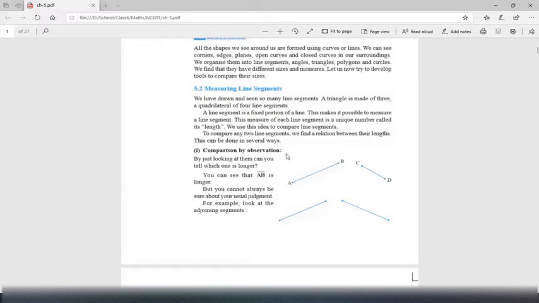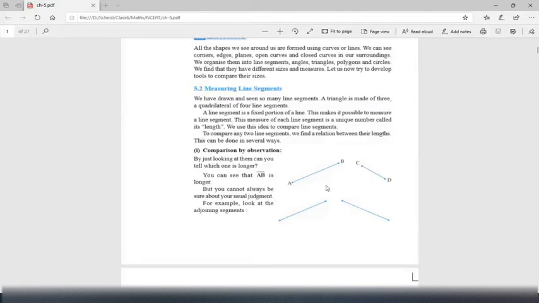So, comparison by observation. Just by looking at something you can say this looks tall and this is not that tall. Some trees you can see from some distance and find out by yourself, without even measuring, which tree is taller. So you can find out by seeing also. It says, comparison by observation: by just looking at them, can you tell which one is longer? Yes, AB is longer than CD. Just by looking at them, we can say.